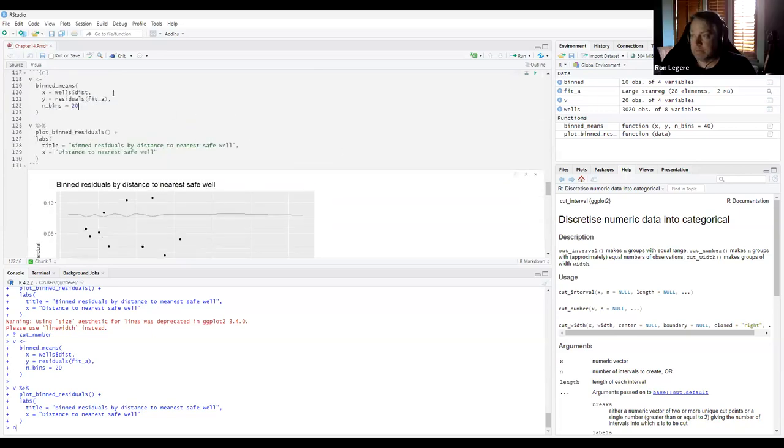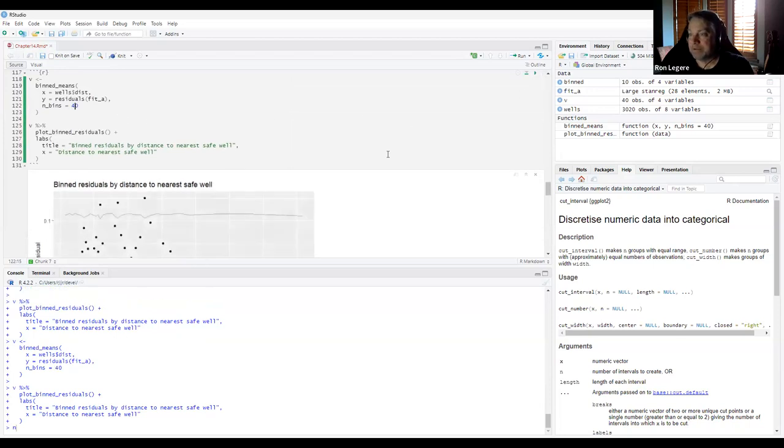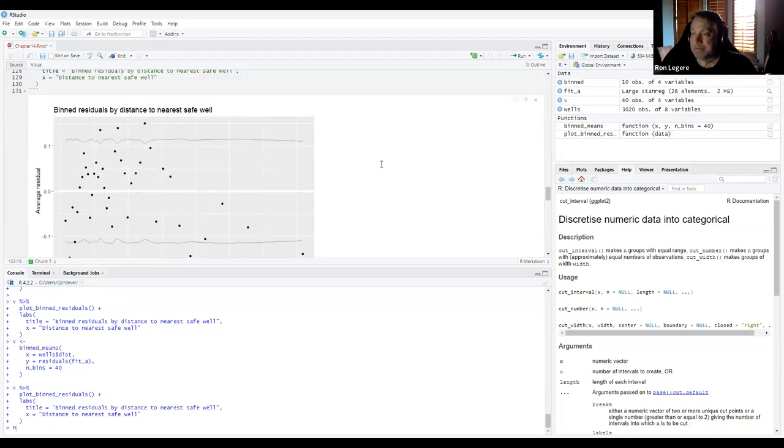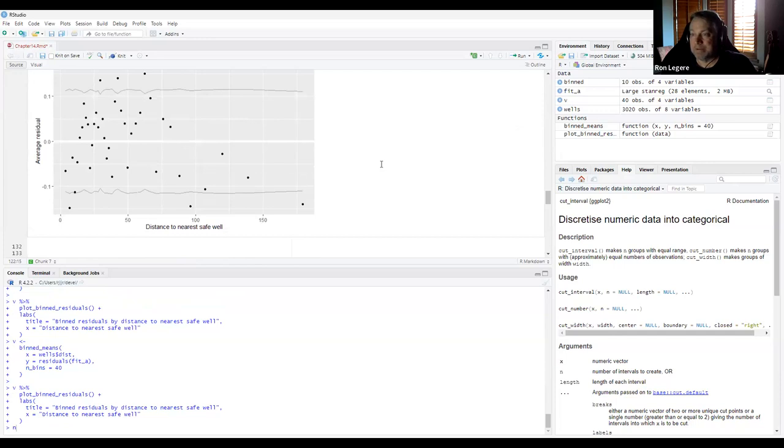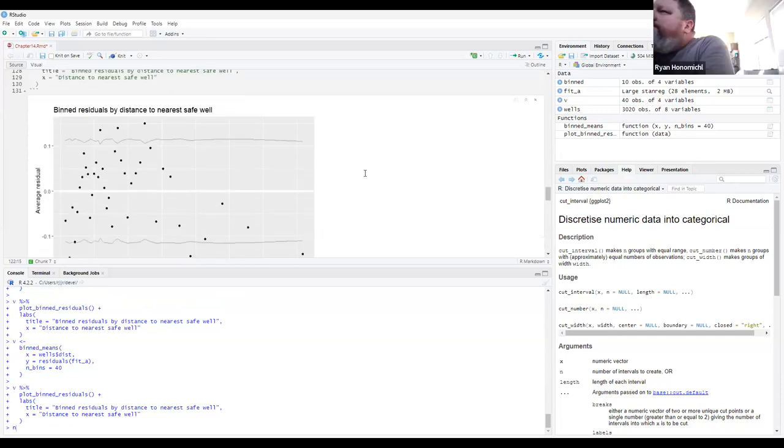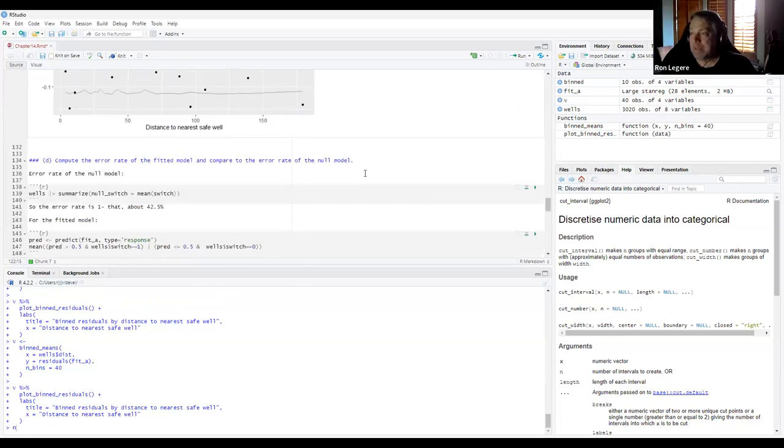I should put that back to 40. I guess that worked better. Oops. We're using Python, where you do shift enter. That's why I keep doing that. Shift enter doesn't work in RStudio. Okay. Anyway, that's that.